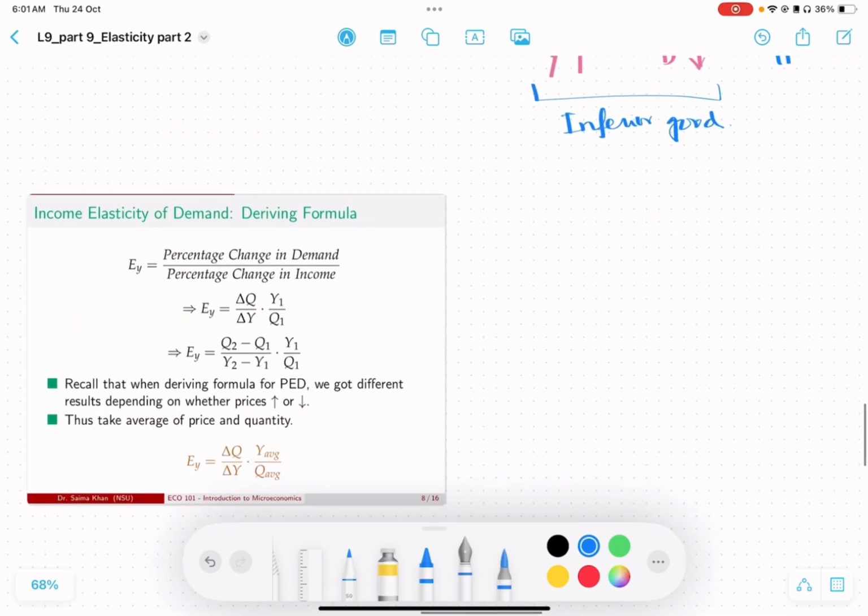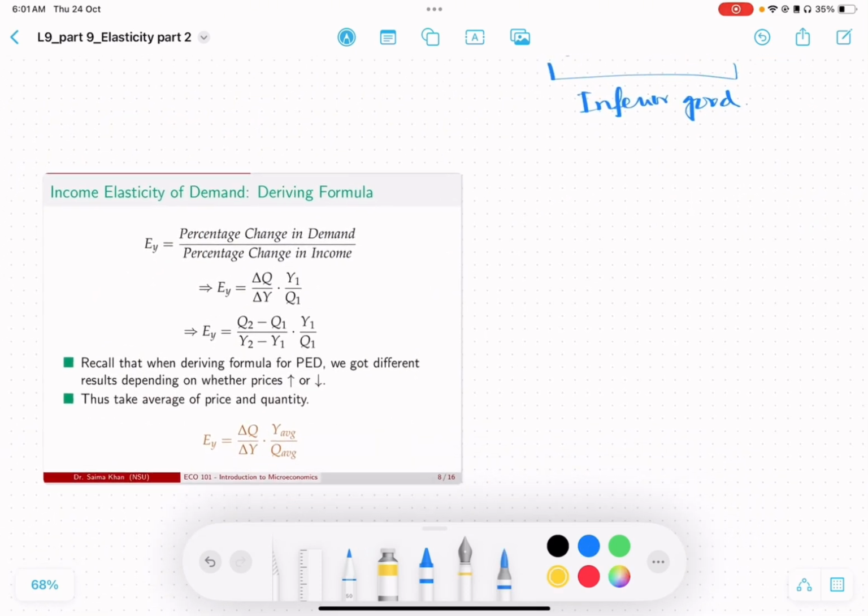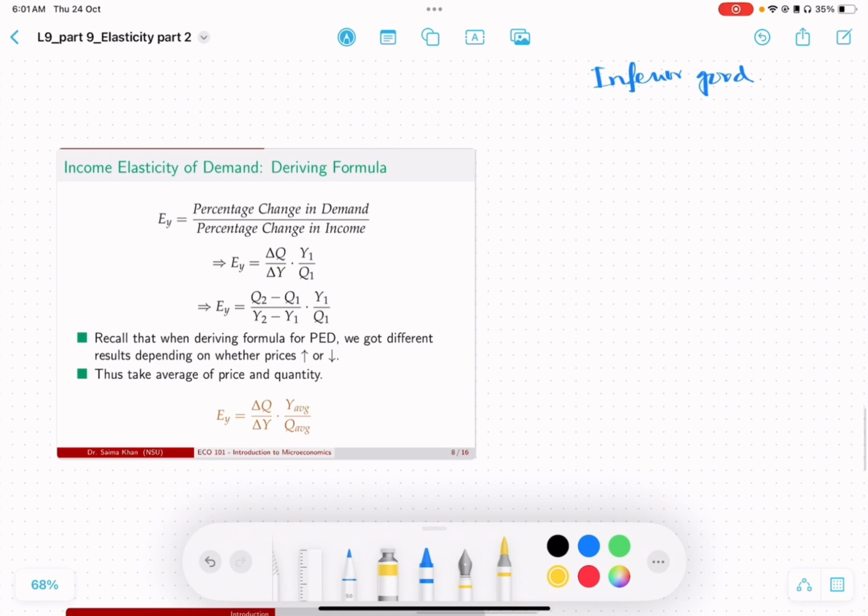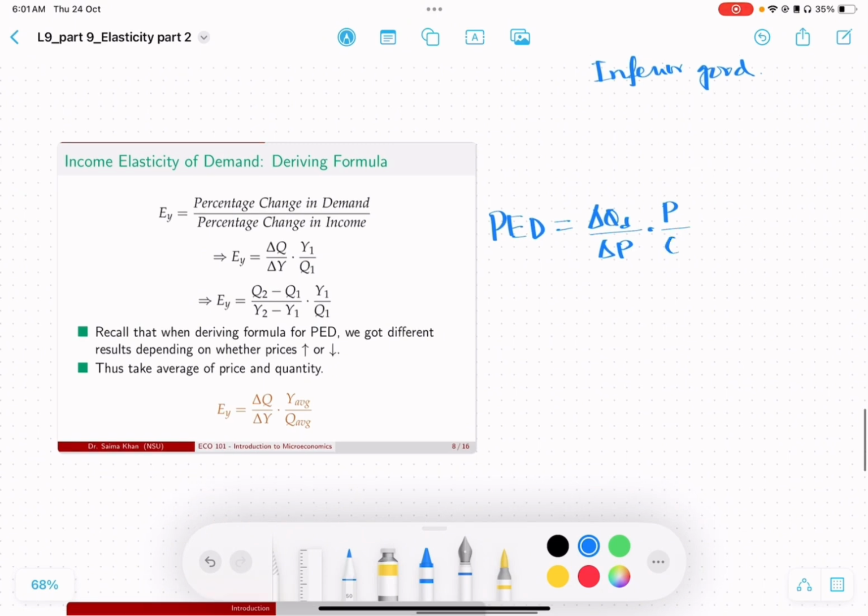Let's take a quick look at the formula. Remember that this again follows the pattern that we saw for the price elasticity of demand. So remember, for price elasticity of demand, we basically had change in quantity demanded by change in price times price by quantity. We're going to do average of this, average of this.